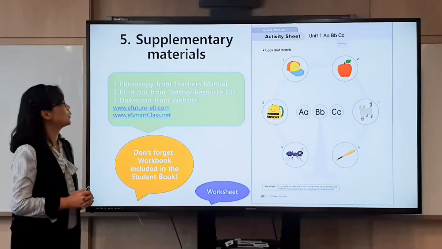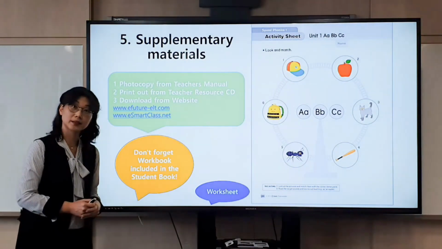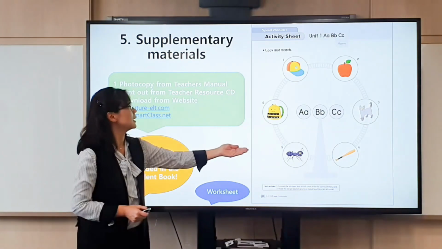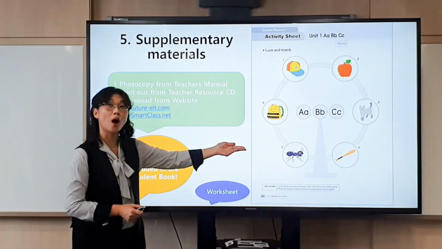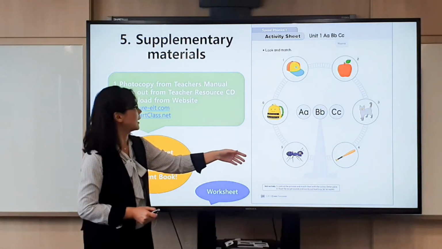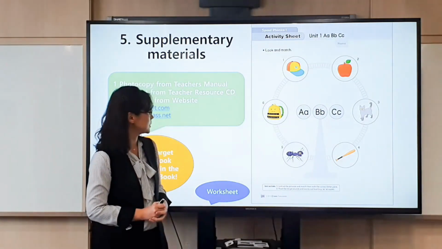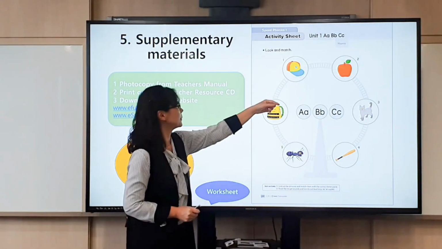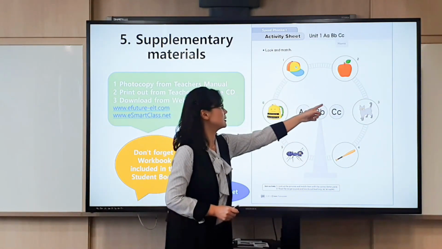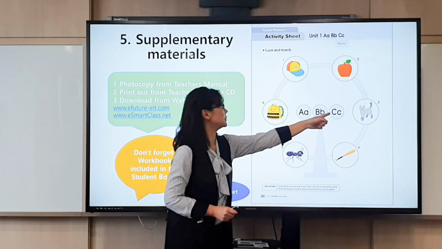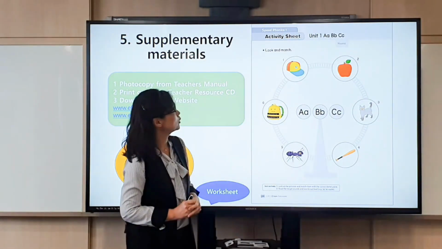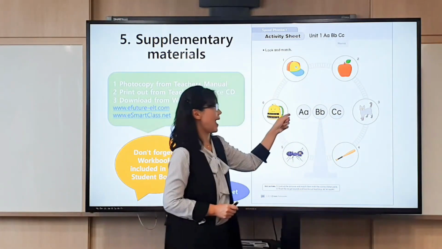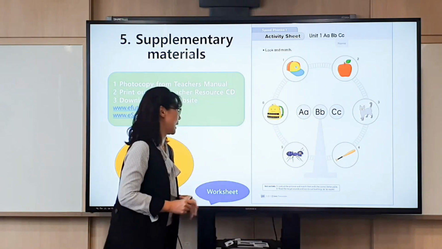Okay, we have a lot of supplementary materials for Speed Phonics. We have activity sheets. This is activity sheet 1 for Unit 1. Here, look and match. You look at number 1. Number 1 is a cat, right? And then you can match it with C. Cat. Okay, number 2, what's number 2? It's an apple, right? So you match it with A. You can do that like that.